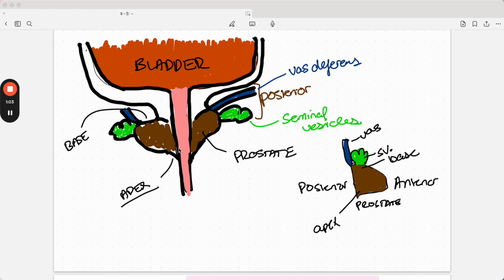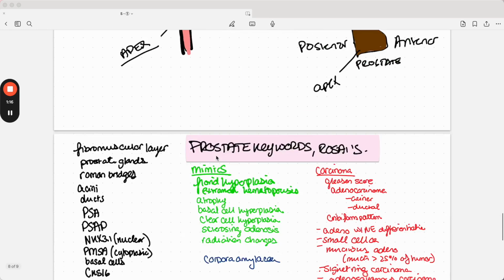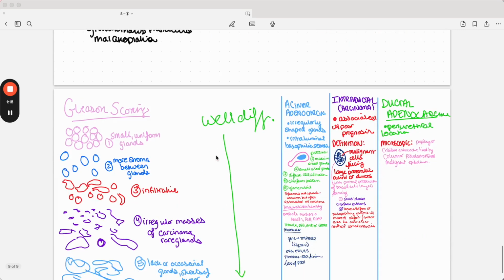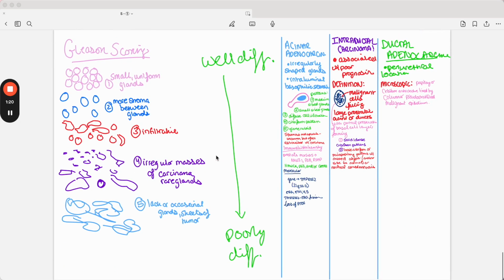And then another important thing to remember is that the base is actually this up here, and then the apex is kind of on the bottom of the prostate. And so that's just the basic anatomy of the prostate. And so when we think about prostate malignancies, the first thing that obviously is going to probably come to mind is going to be Gleason scoring.